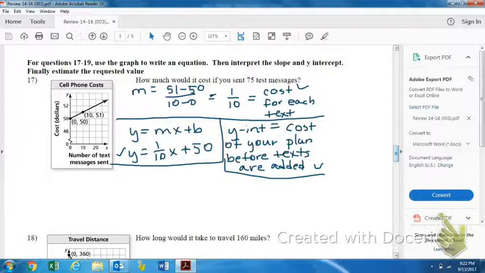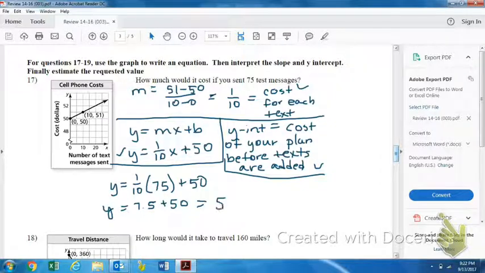Well, 75. The text messages are on the x, so I'm going to replace the x with 75. 1/10 of 75 is 7.5. Add the initial cost of the plan, and it would cost $57.50. Okay.